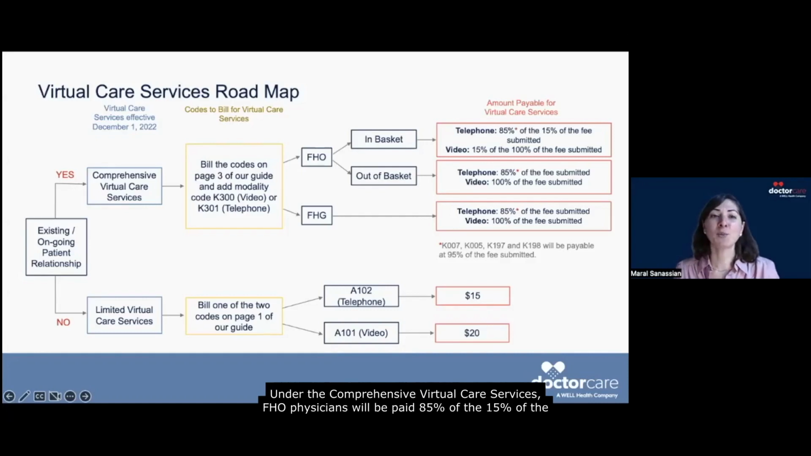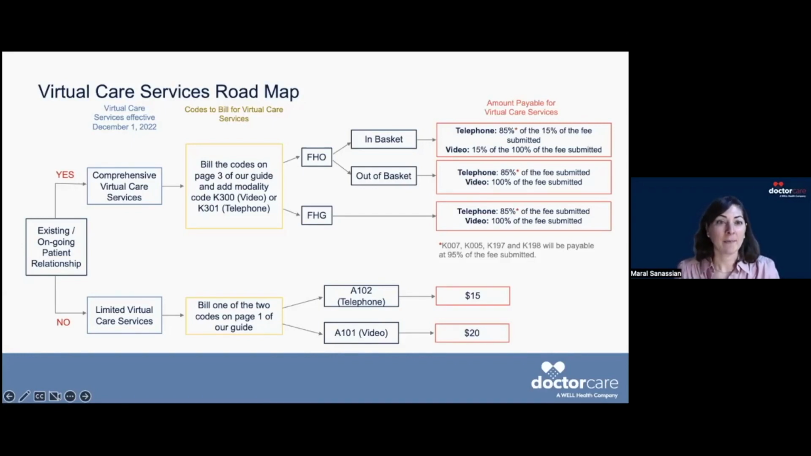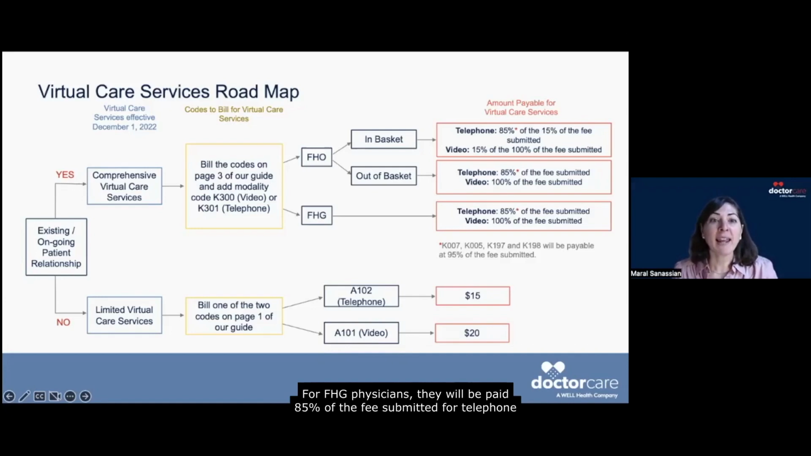Under the comprehensive virtual care services, FHO physicians will be paid 85% of the 15% of the fee submitted for telephone and 15% of the fee submitted for video. For out-of-basket codes, the FHO physician will be paid 85% of the fee submitted. For FHG physicians, they will be paid 85% of the fee submitted for telephone and 100% of the fee submitted for video. Again, please note that K007, K008, K197, and K198 will be payable at 95% of the fee submitted.